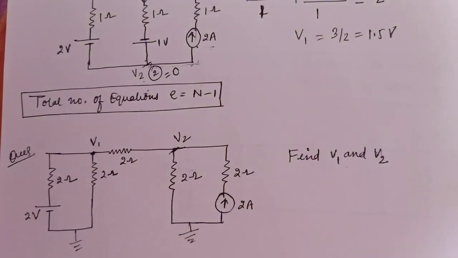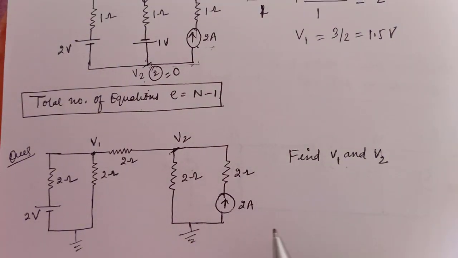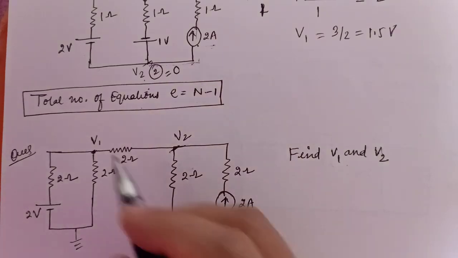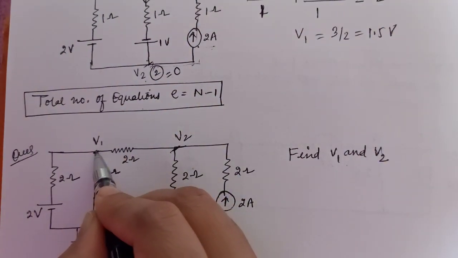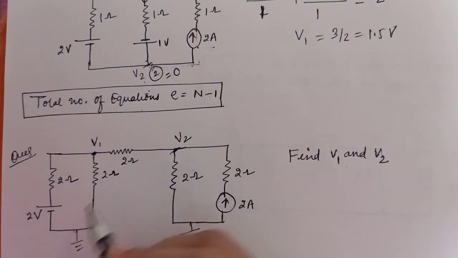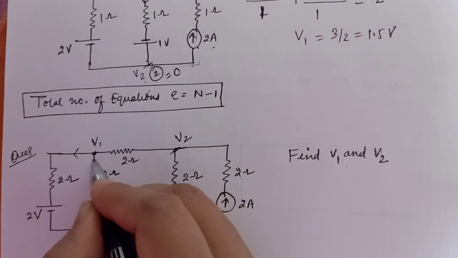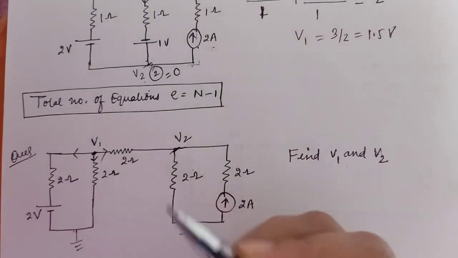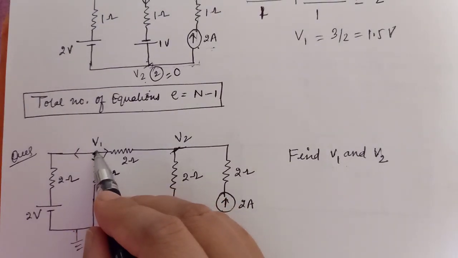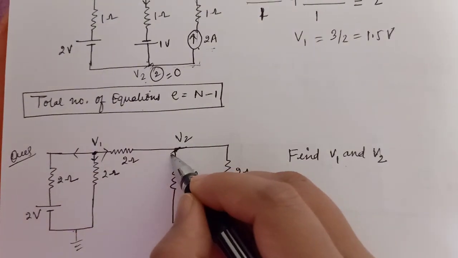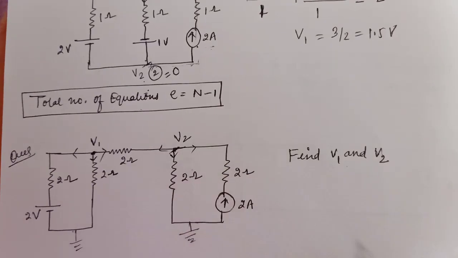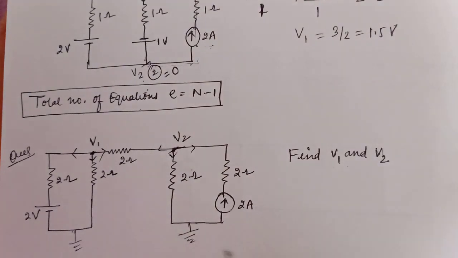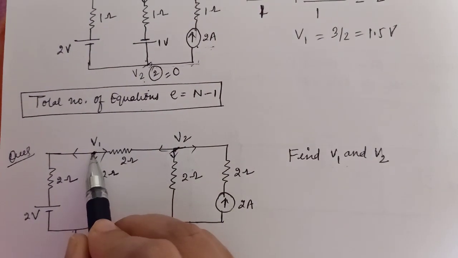So let's say I am applying the nodal analysis and will find V1 and V2. Clear? So if this is your high potential and this is low potential, so one current will be like this, another current will be like this, another current will be like this. So total current at this node should be equal to 0 by KCL. So let's say I am writing the KCL equation at this node.